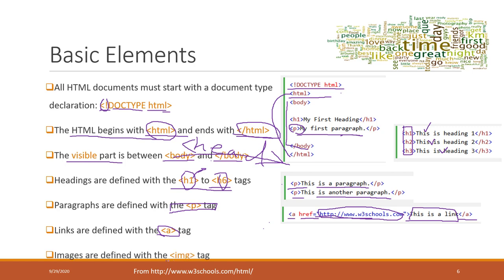Images are defined by using the img tag. The image can be a local image, on the local computer, or you can use an image that's on a website, by giving the source of the image. And also you can define other information, like what the alternative text will be if the image is not displaying correctly, and what the size of the image is, like the width and height.